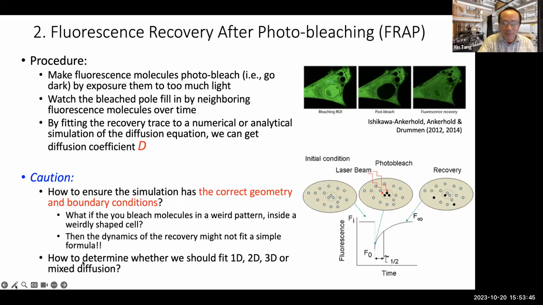And also how to determine whether we should fit a 1-dimension, 2-dimension, or 3-dimension, or mixed diffusion, because in some cases some of the molecules are sitting on a 3D geometry, or the molecule can actually go out of the membrane, so they have a very complex diffusion. Then we need to consider those specific cases to make sure we can use this FRAP method. If the condition is very weird and makes the FRAP calculation very complicated, then we should choose other methods, other approaches.